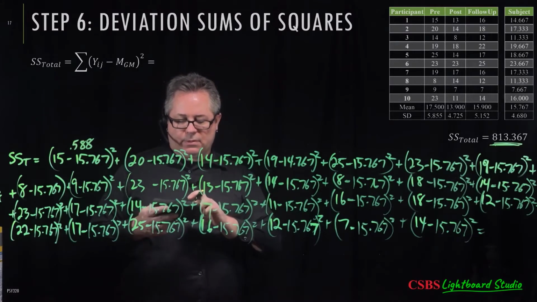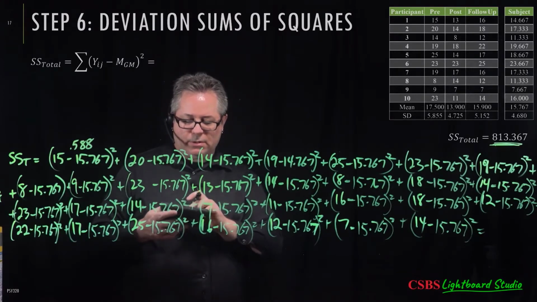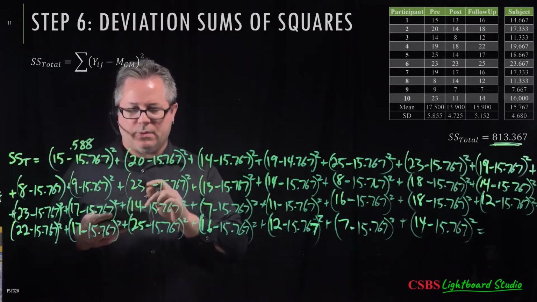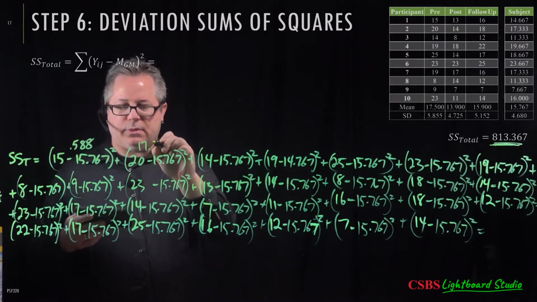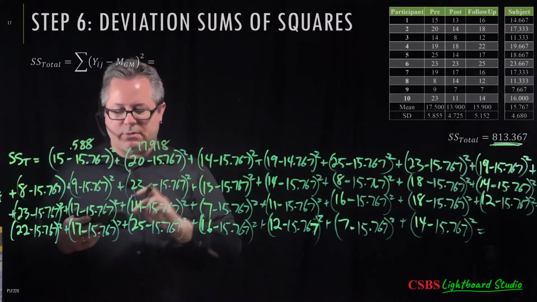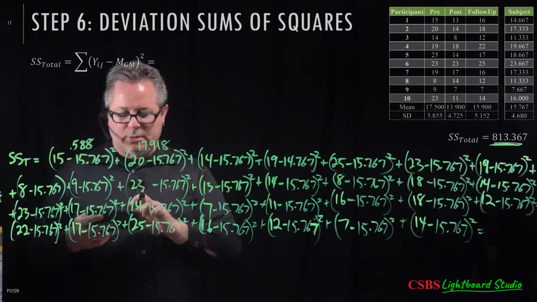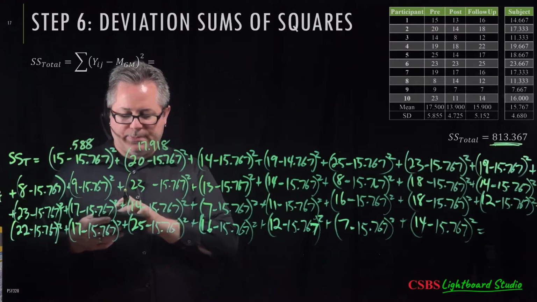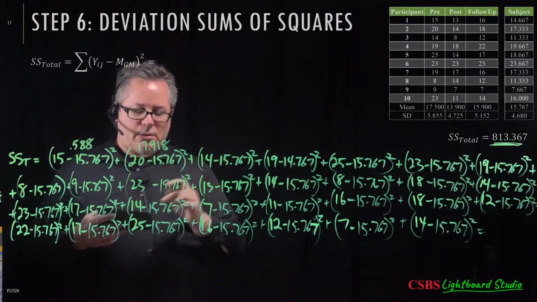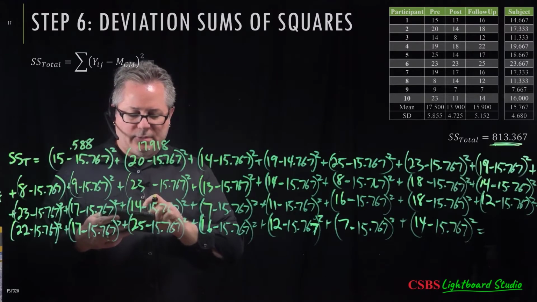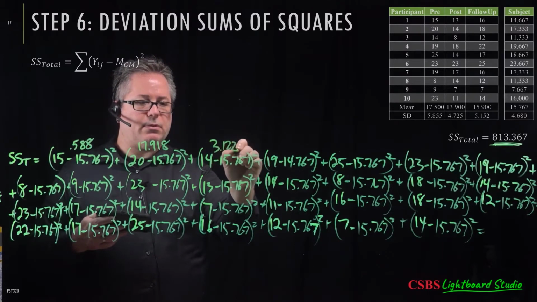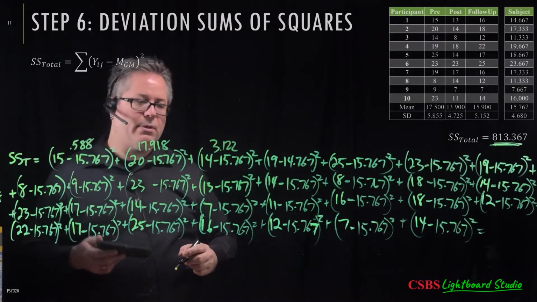Okay, well, you can find then 20 minus 15.767 equals 4.233 squared, 17.918. Let's make sure I did that right. 20 minus 0.767 equals, yep, squared, yep. 14 minus 15.767 equals squared 3.122. Yeah, and you would keep going.